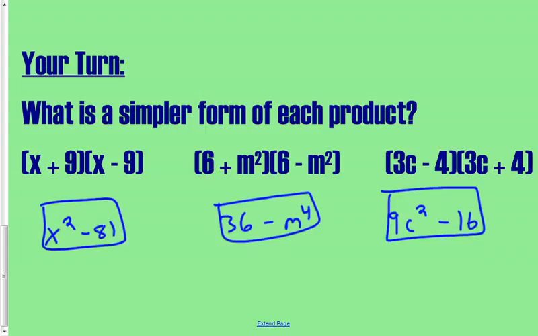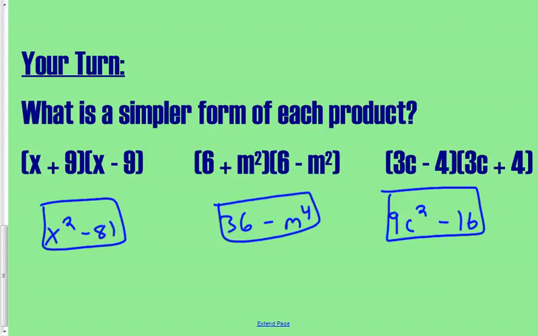Second example, I did the same thing. Ended up getting 36 minus m to the 4th power. And then finally, for the last one, 3c, you square the whole thing, we get 9c squared. 4 times 4 is 16, with a minus sign between it, gets us 9c squared minus 16.